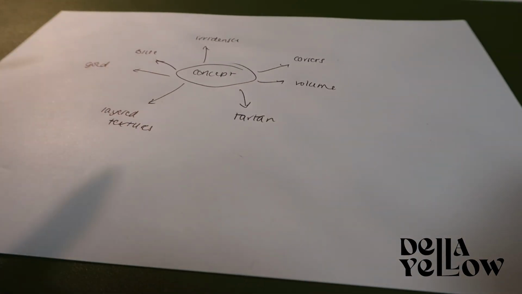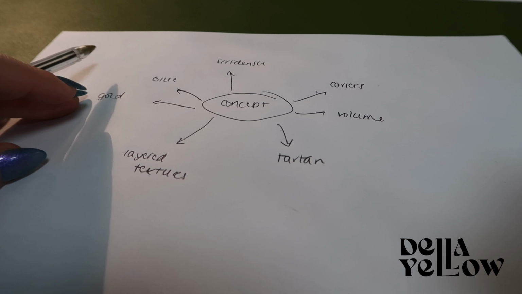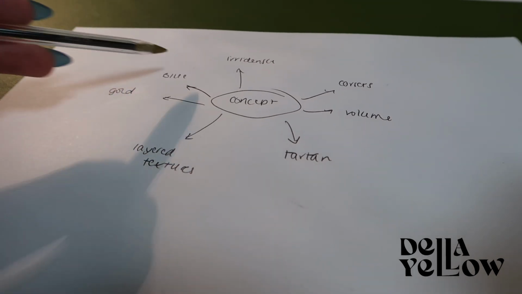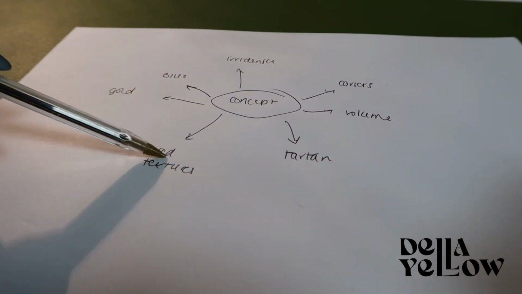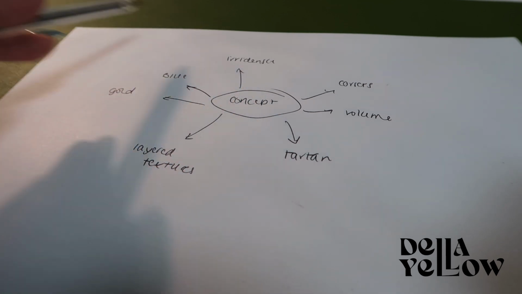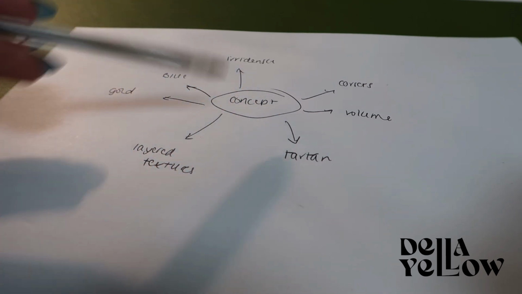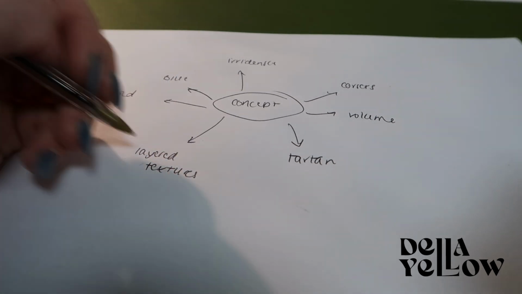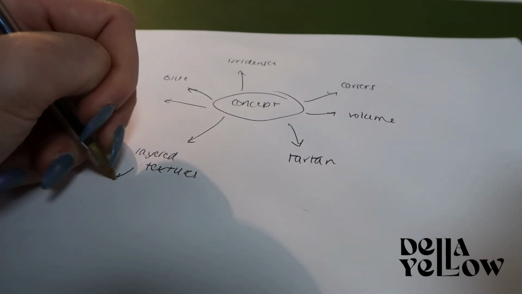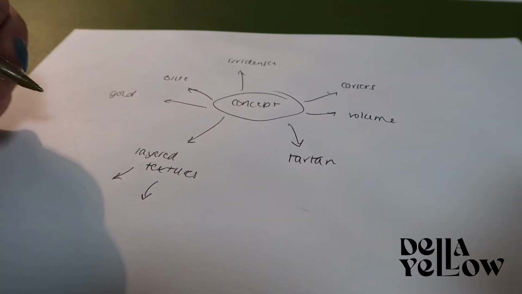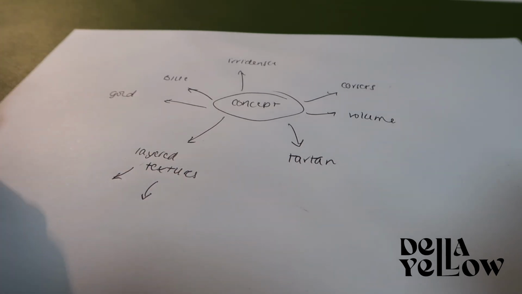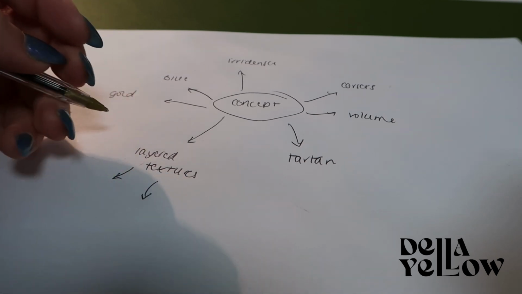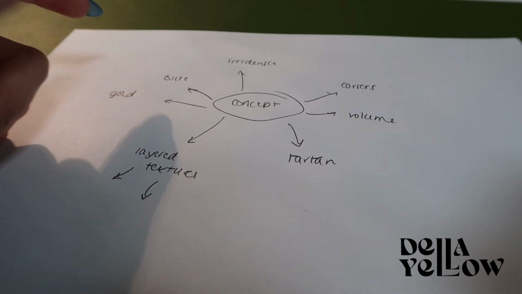So these are the initial things that we can immediately come up with, and now we're going to try and brainstorm further out, and we're just going to keep pushing ourselves to develop these ideas. For example, if we think about layered textures, is there anything that would spring to mind for layered textures? What can I think of?